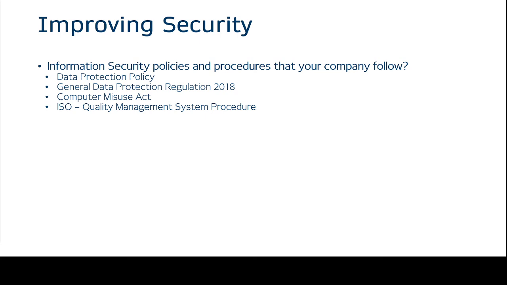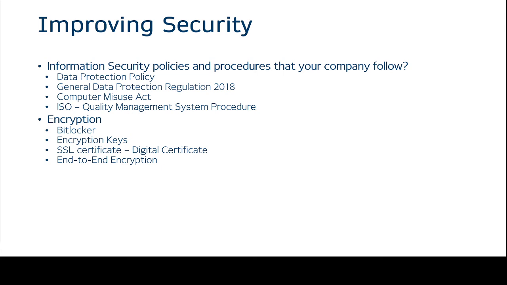GDPR, I think everyone knows about that. That's something you're taught fairly early on when you start a business. The other ones you can have a look at and do some research. You've got encryption. These tools here are all different tools which you can use to encrypt information that you're using. So you've got BitLocker, encryption keys, SSL certificate, and end-to-end encryption. For end-to-end encryption, we talked about WhatsApp. That means that only you and the person who receives it can see it, so it's encrypted.